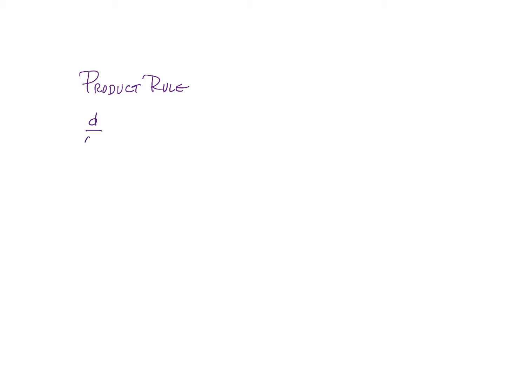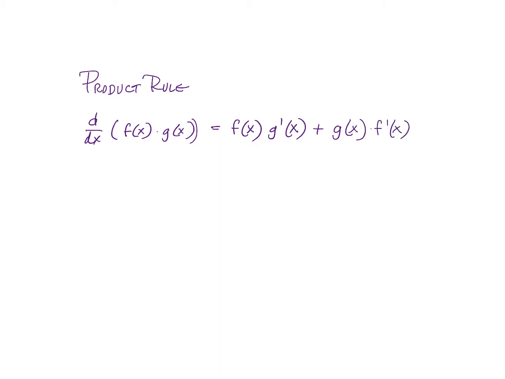If I'm taking the derivative of the product of two functions, we cannot take the derivative of f of x and then multiply it by the derivative of g of x. Instead, we have to use this product rule. What the product rule says is that we take f of x times the derivative of g of x, and then we add that to g of x times the derivative of f of x. Okay, so let's look at an example.